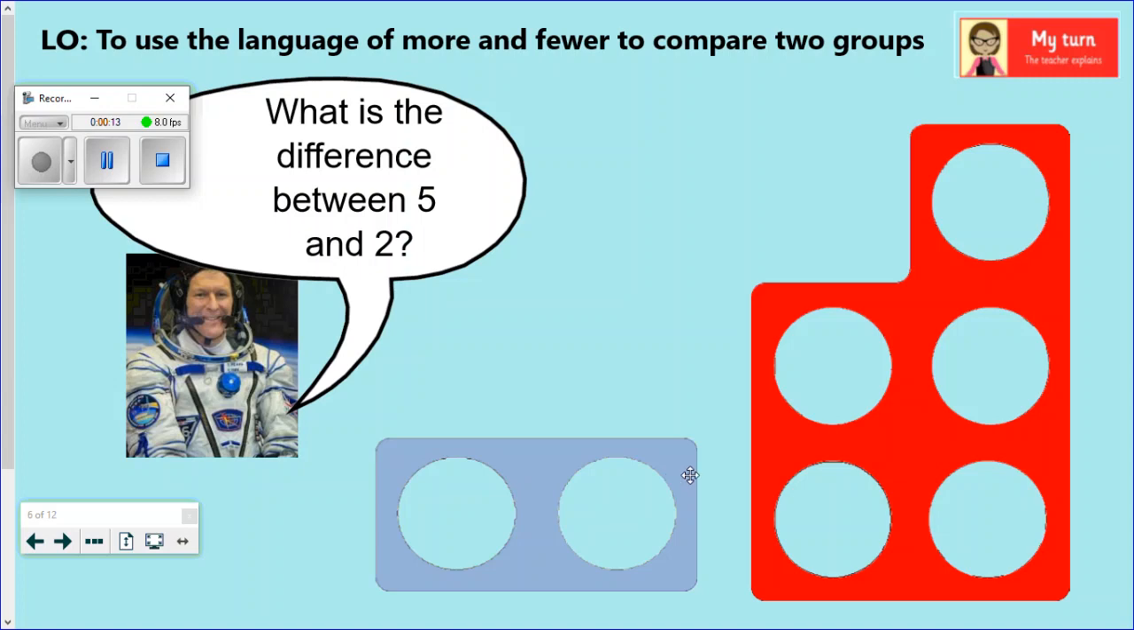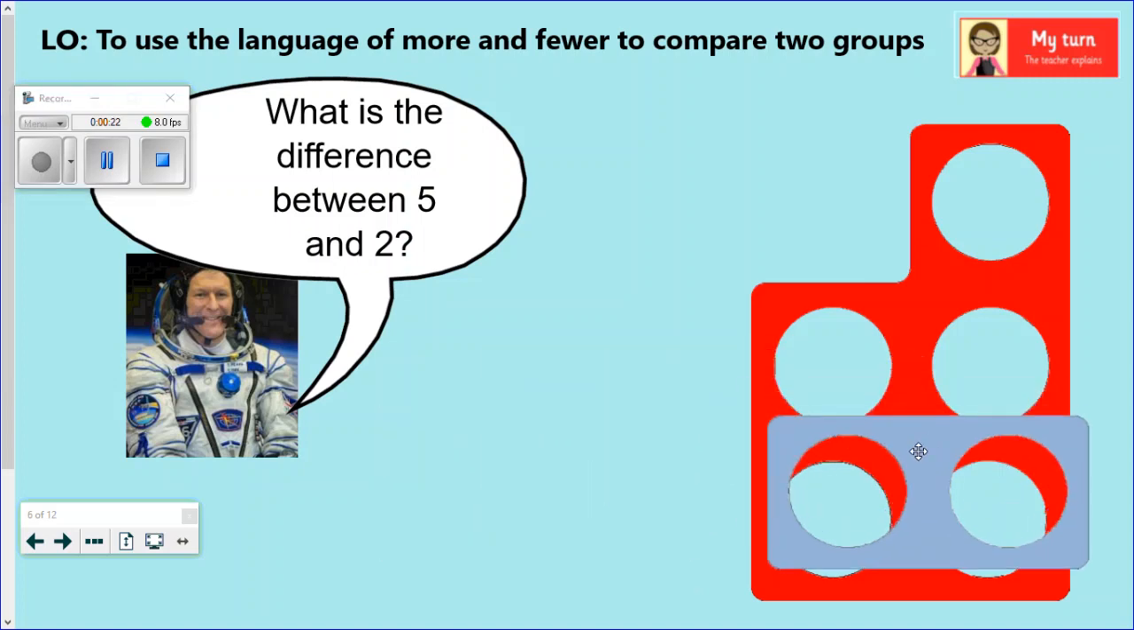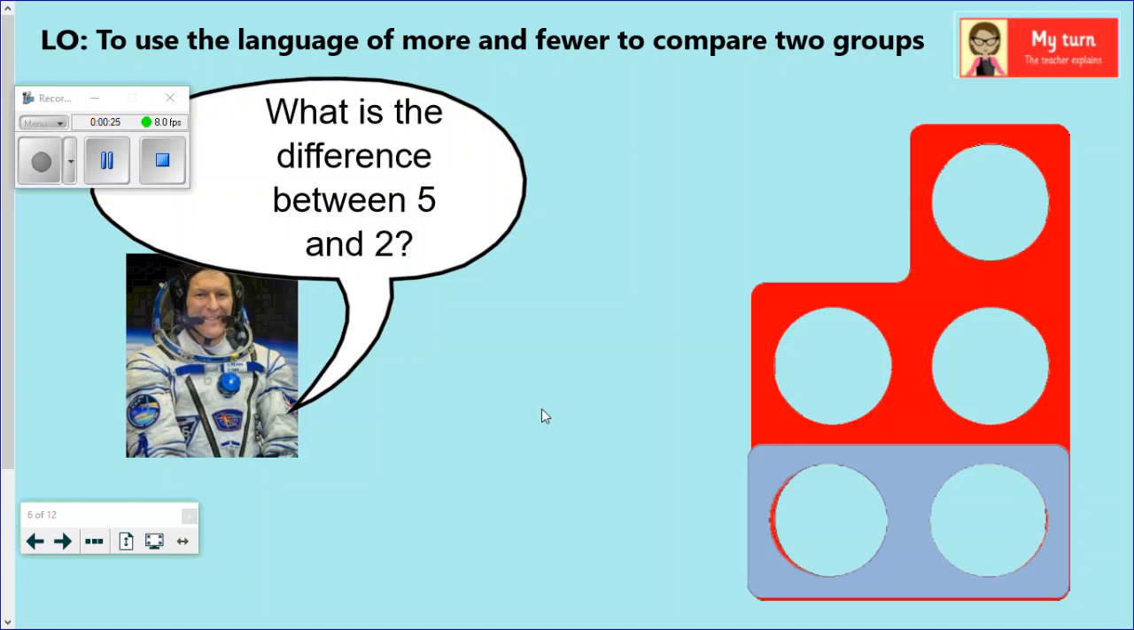Now to help me, I've got my Numicon pieces today, and here are my 2 groups. I've got my 2 and my 5. Now I'm going to put the 2 on top of my 5. Remember, the difference is how many more or how many less the numbers are when we compare them. Really, he's asking us, how many more does 5 have compared to 2? I can see clearly here that there are 3 spaces in my Numicon. 1, 2, 3. The difference then must be 3. 5 is 3 more than 2.